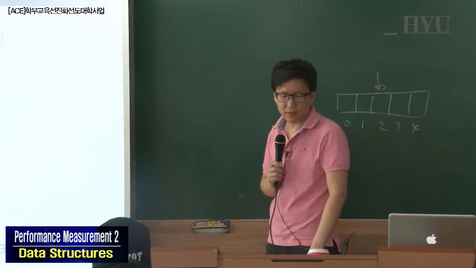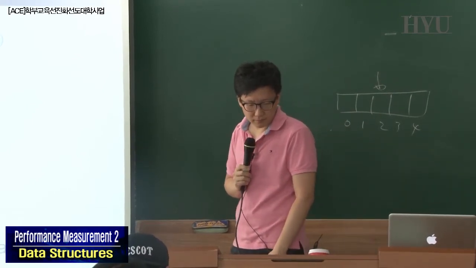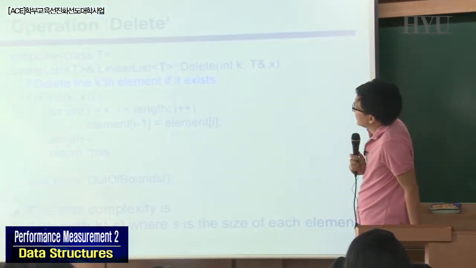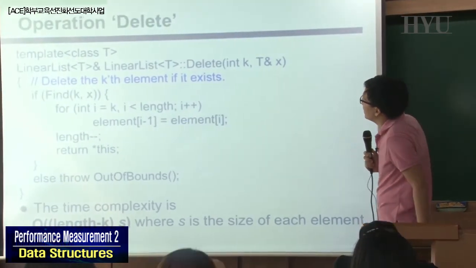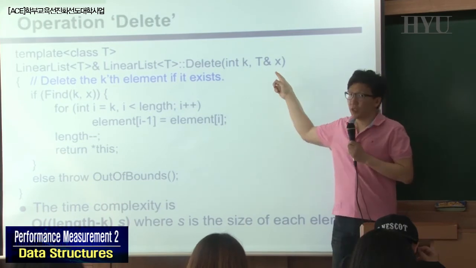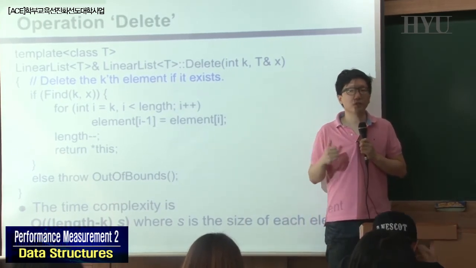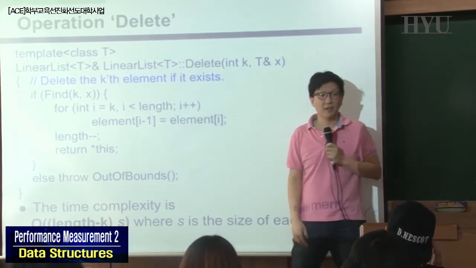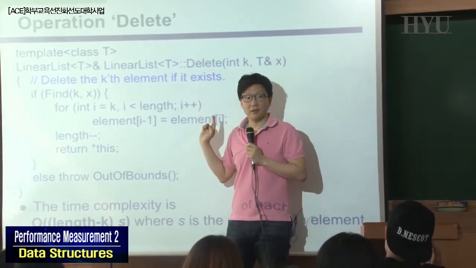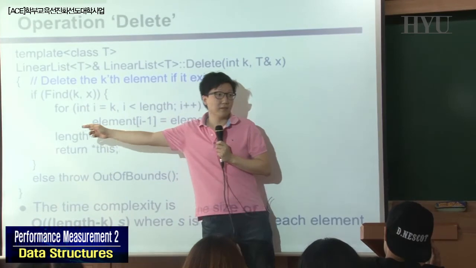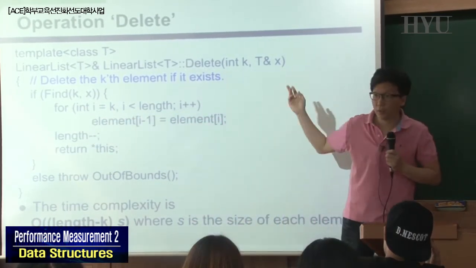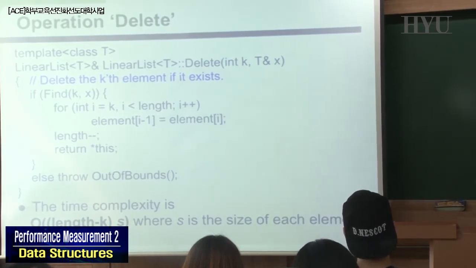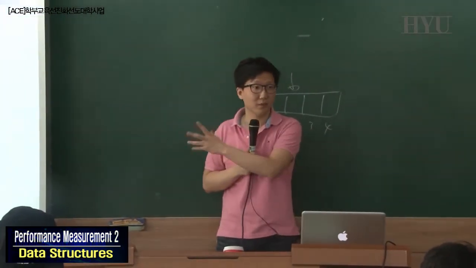Delete the kth element if it exists. Find the kth element. So within this function, they need to delete the kth element. In order to delete something, what do you have to do first? You have to find it first. That's what they require. So within this delete operation, they use a find operation in it too. It's perfectly okay to use other operations within some others. If I do that, then I don't have to write a find functionality within this one.